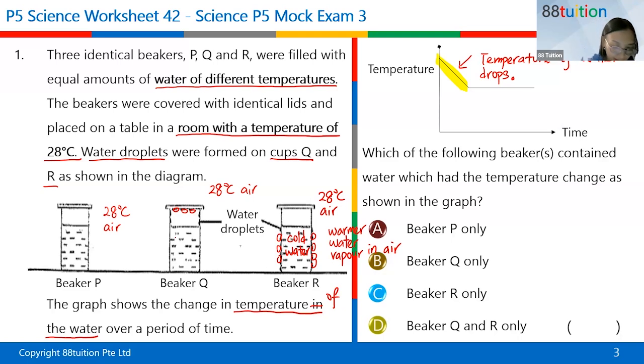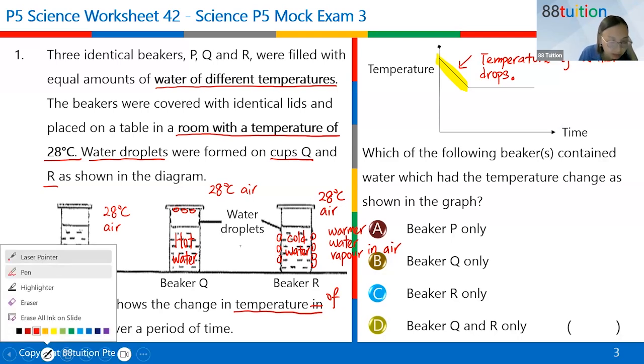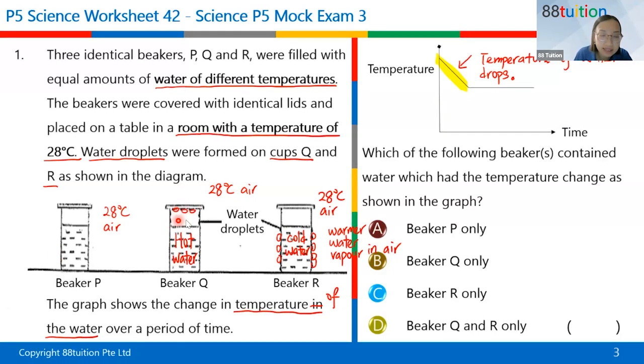All right, so this is hot water. Because it's hot water, what happens is there's air inside this beaker. Of course, there's also air outside. So got air outside, got air inside. Now, the air inside has water vapor.